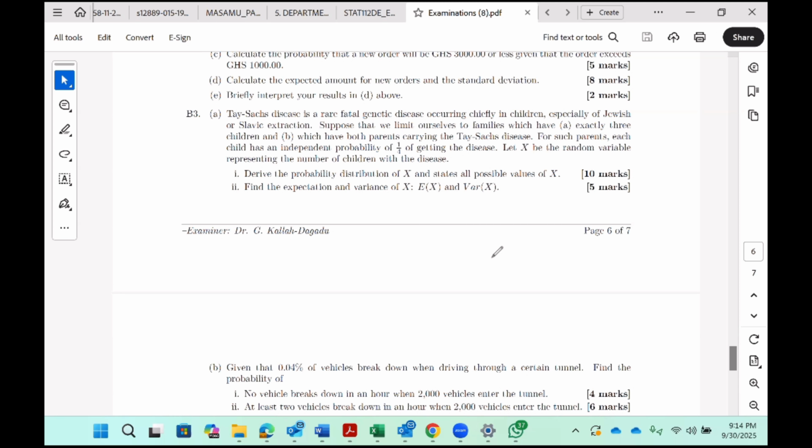Let X be the random variable representing the number of children with the disease. Derive the probability distribution for X and state all possible values of X. Find the expectation and variance of X. That is it.